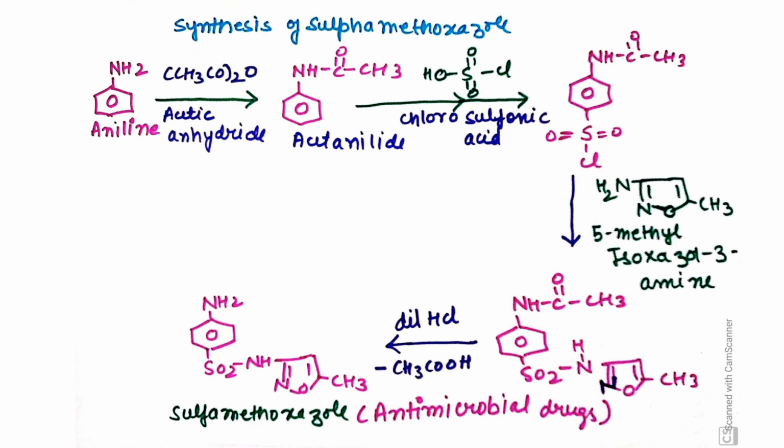Next synthesis is sulfamethoxazole. For sulfamethoxazole, the initial reactant is aniline. In the presence of acetic anhydride, it is converted into acetanilide. Again, it reacts with chlorosulfonic acid and 5-methylisoxazol-3-amine, and by acidification, the synthesis of sulfamethoxazole will occur. Here you can see the sulfamethoxazole. Sulfamethoxazole is a sulfonamide drug and it is an antimicrobial drug.